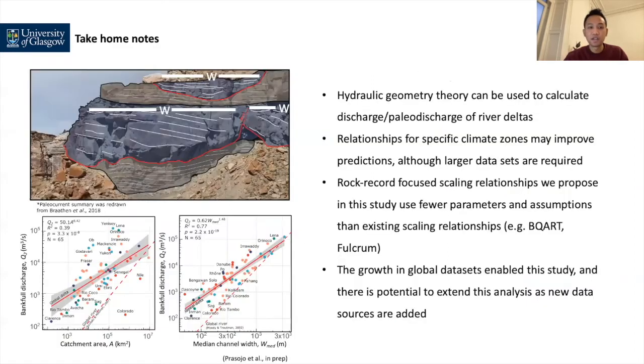So from here, as take-home notes, basically we can use the hydraulic geometry theory to calculate the discharge, or paleo discharge, of the river deltas, and the relationship for specific climate zones may improve predictions, although larger data sets are required. The rock record focused scaling relationship we propose here uses much fewer parameters and assumptions than the existing scaling relationships such as the BCAR or the fulcrum. And the growth in global datasets enables this study. We can then extend this study, or test it on other age systems or other river systems that have the conduit or water flowing there.